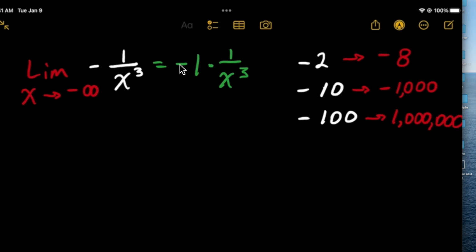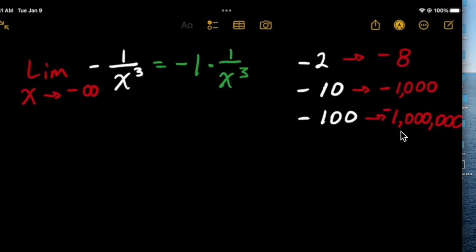Let's now analyze this limit, where x goes to negative infinity, of -1 over x cubed. And recall, there's a hidden -1 in front of this fraction. We're going to move x larger negative towards negative infinity. We're going to start at -2 and work our way down towards -100. And when you substitute the negative into this x and cube it, the negative is going to be maintained. And the results are going to be -8, -1,000, and -1,000,000. That should be a negative here.